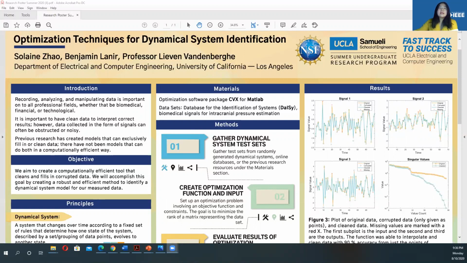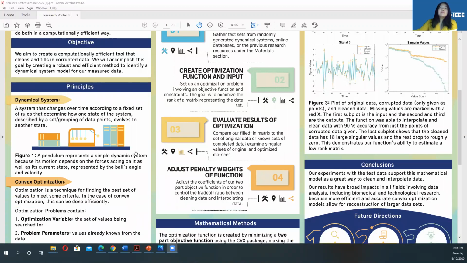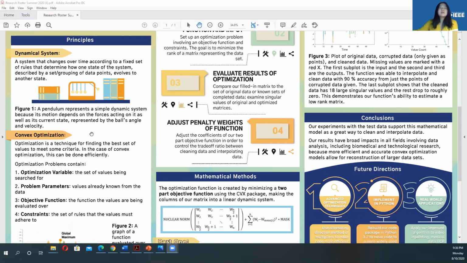We represented data as being part of a dynamical system, or a state-based system that changes over time according to a fixed set of rules. A pendulum is a great example of a dynamical system because its motion depends on its current state, or its angle and velocity, while its motion is described by Newton's equation F equals ma.